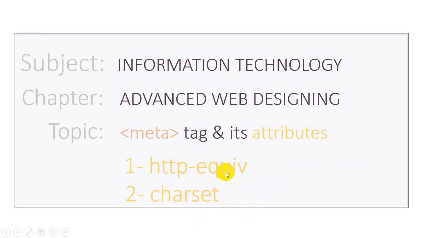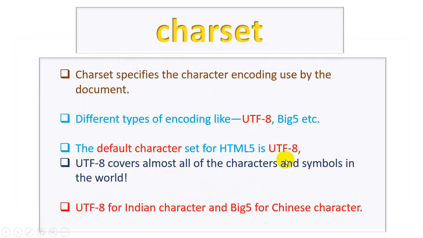So we will see some features and definitions of these two attributes, that is http-equiv and charset. Let's have a look. What is charset? Even though I have explained everything, for your exam point of view you have to remember these things. Charset specifies the character encoding used by the document. Which type of encoding is supported by your browser, you have to specify inside the charset attribute.